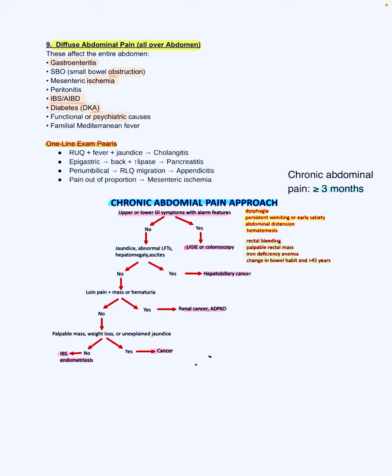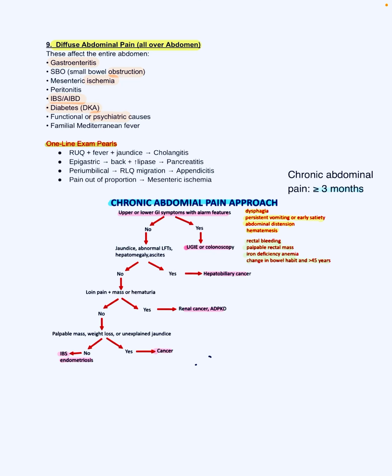If present, the cause of abdominal pain may be due to hepatobiliary carcinoma or chronic liver disease. If jaundice is not there, then we will look for loin pain, mass, and hematuria. If found, then we are dealing with renal cell carcinoma or ADPKD.